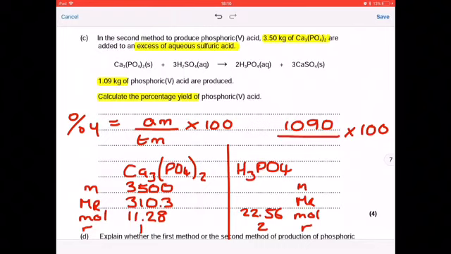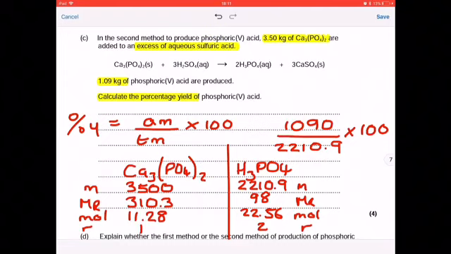The MR of phosphoric acid, so you've got 3 hydrogens, that's 3 plus 31 for the phosphorus, plus 4 lots of 16, tells you that you've got an MR of 98, and when you multiply those two numbers together, you end up with 2,210.9 grams. That is the theoretical mass that you could produce, the maximum mass possible, and therefore that goes in on the bottom line.